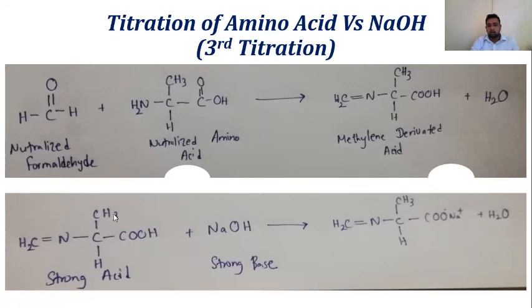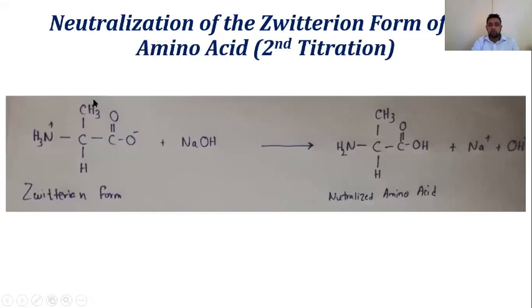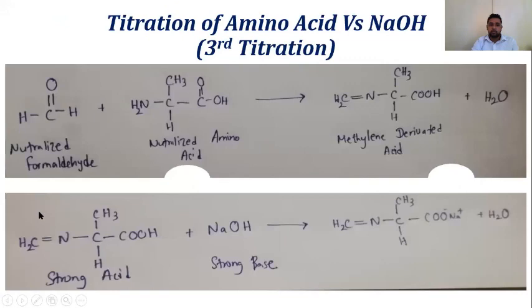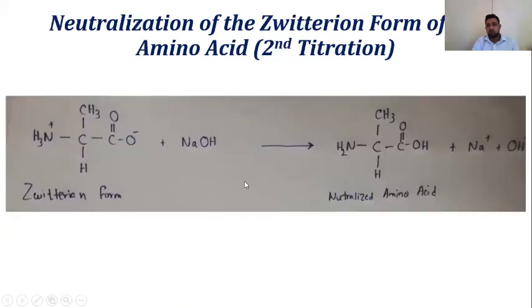When we know the moles of methylene derivative amino acid, it equals the moles of amino acid, because the stoichiometry between the neutralized amino acid and the methylene derivative amino acid is 1:1. And between the sweetening form, the naturally existing form of the amino acid, and the neutralized form, the stoichiometry is also 1:1. So when we know the moles of methylene derivative amino acid, we know the moles of amino acid. Is that clear? This is 1:1, this is 1:1, and this is 1:1.